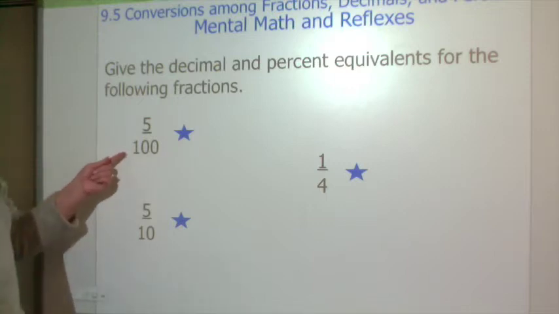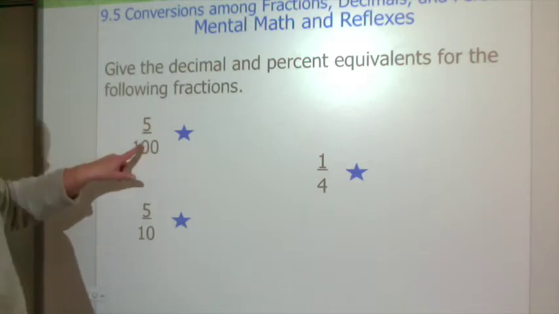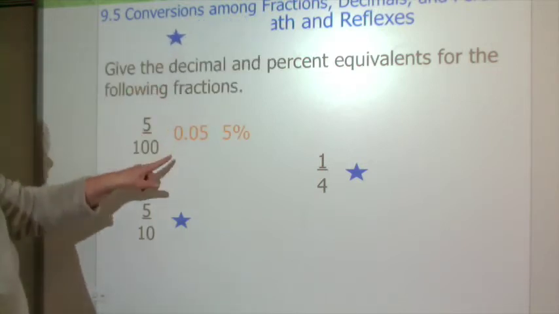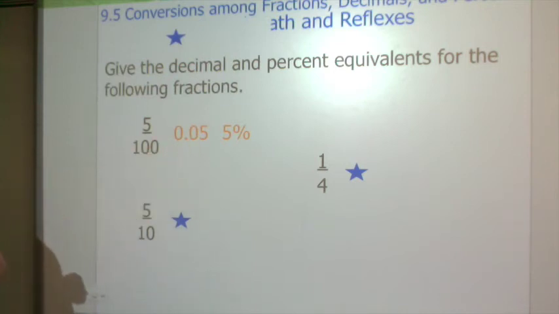5 out of 100, but look at, still 100. So we know that this is going to be 5 hundredths and 5%. Look at how you write 5 hundredths though. You make sure you have that 0 in the tenth spot. There are not any tenths in that number.